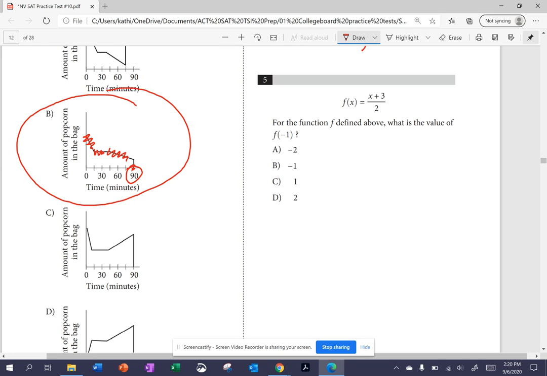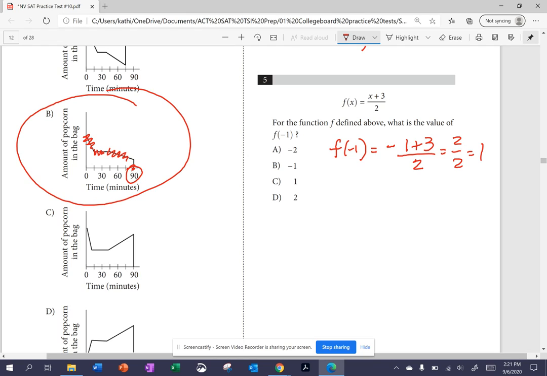For the function f defined above, what is the value at x equals negative 1? So I'm substituting x equals negative 1 for x. So this is negative 1 plus 3 divided by 2. So negative 1 plus 3 is 2. Divided by 2 is 1. A lot of students will put negative 3 plus 1 divided by 2, and they'll get the wrong answer.